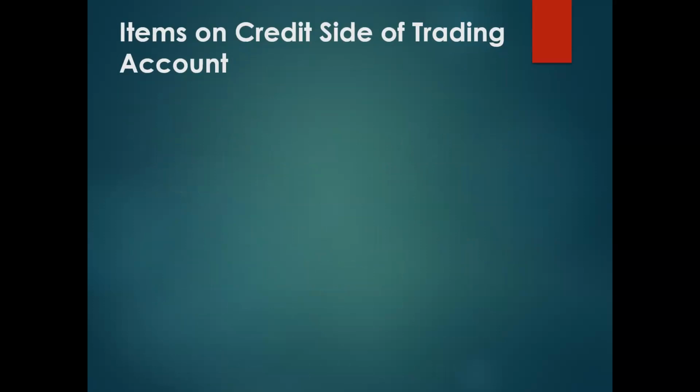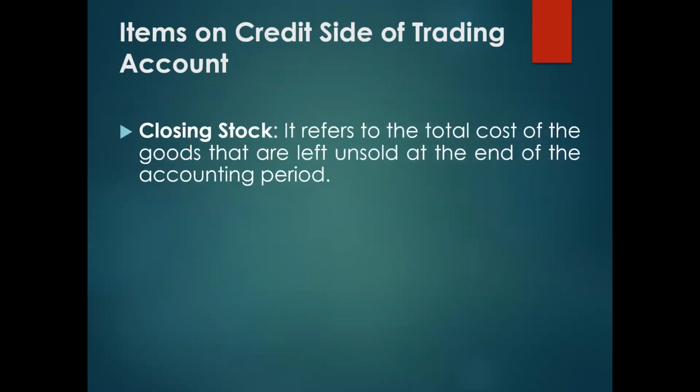Then on the credit side, what we have to mention is the closing stock. On the debit side it's the opening stock, and on the credit side is the closing stock. Closing stock refers to the total cost of the goods which are left unsold. This is considered an income generating asset, I'm sorry, stock is always mentioned as an income generating asset, which is not immediately cashable. So it is mentioned on the credit side.